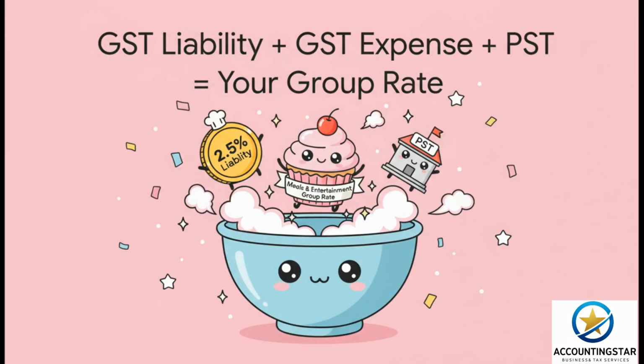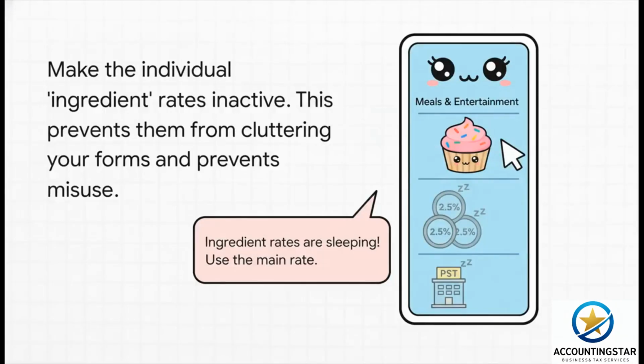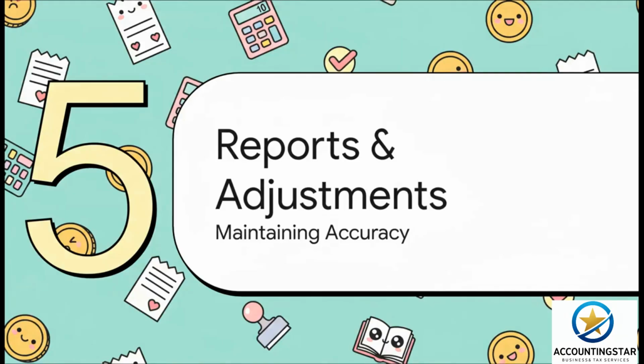It's awesome. And here's another tip that is absolutely critical. You really, really don't want to skip this step. Once your beautiful group rate is built, go back and make those little ingredient rates inactive. This is so important. It doesn't delete them or break your recipe, but it hides them from your drop-down menus on invoices and bills. This keeps everything clean and stops you or your team from accidentally picking one of the partial rates.